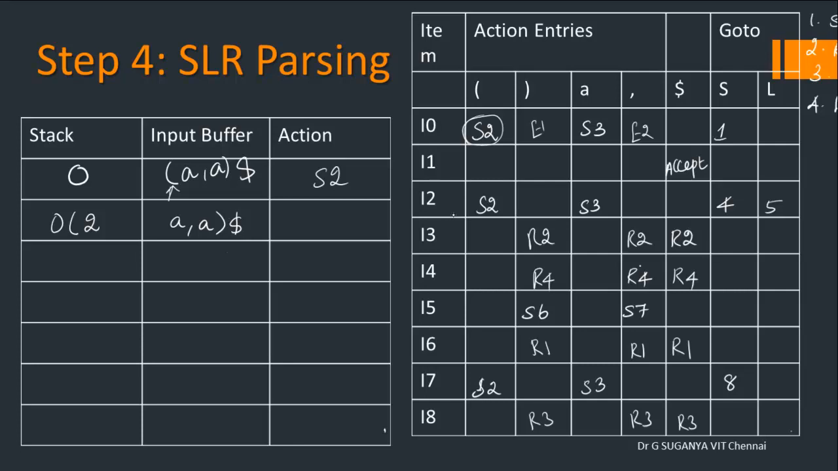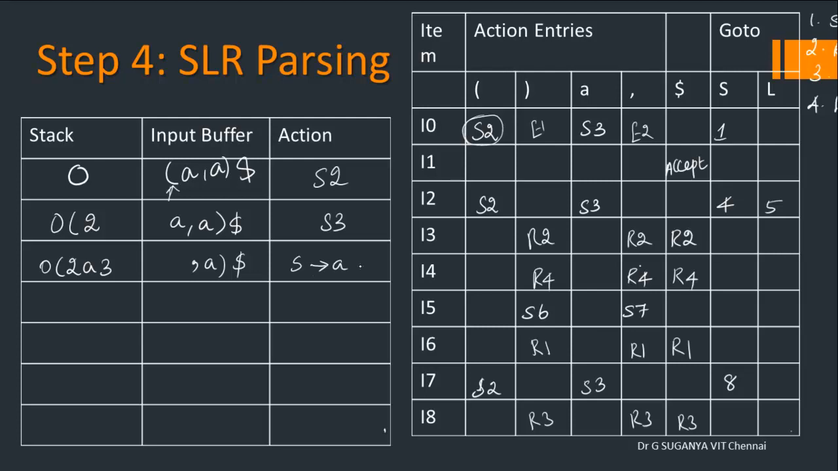Now 2 comma A. What is 2 comma A? It is S3. Shift and go to state number 3. So I am shifting A, moving to state number 3. The input is comma A close bracket dollar. Then state 3, comma operator. What is it? It is reduce by rule 2. What is rule 2? It is S gives A.